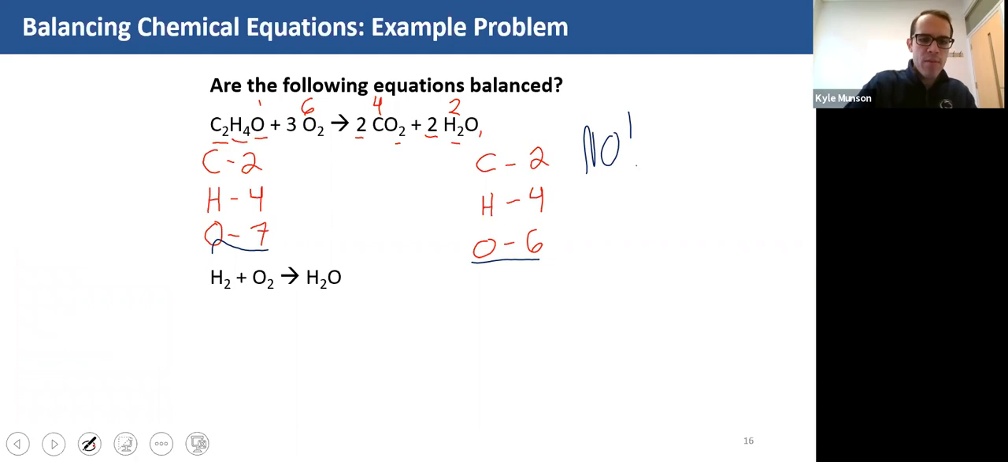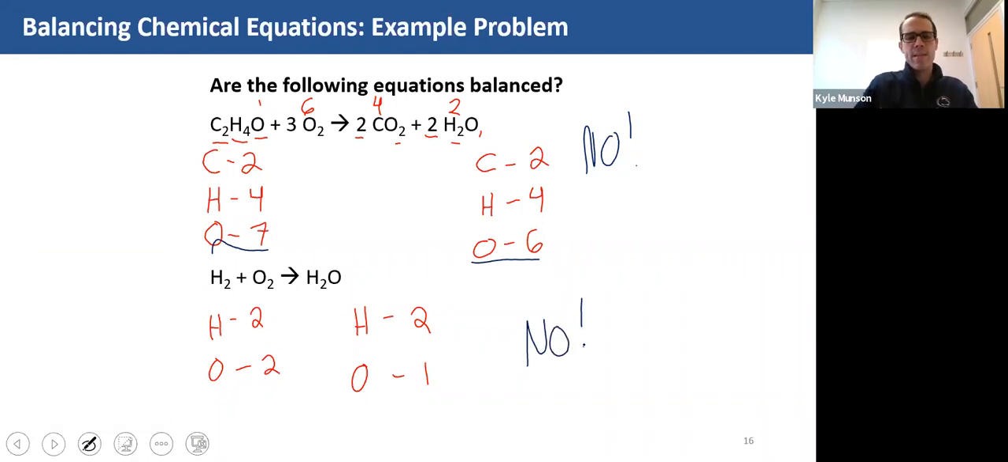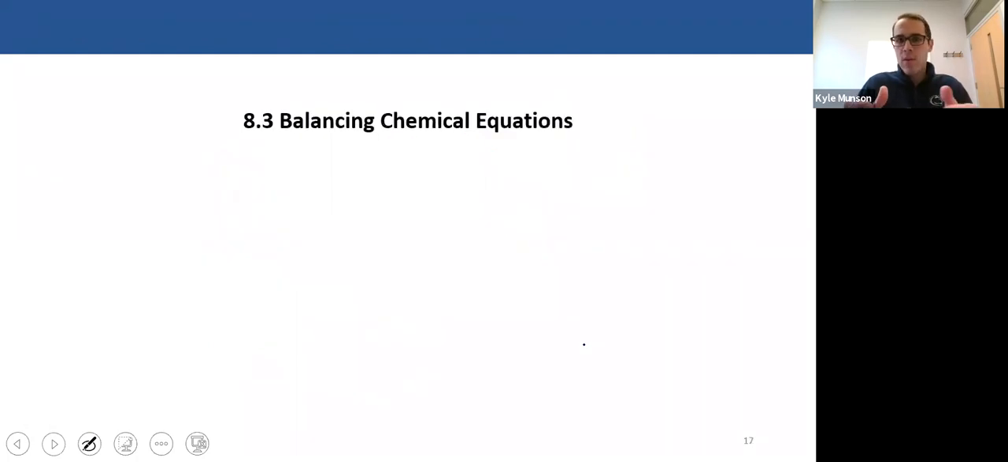Okay, what about this one? Same idea here, hydrogen and oxygen. This is much easier. I have 2 hydrogen here, 2 oxygen here, 2 hydrogen here, 1 oxygen here. So the equation is again not balanced. This is just an example of us looking at an equation and figuring out if it's balanced or not. In the next video, we're going to talk about how we balance those equations. So that's what we're going to do next.